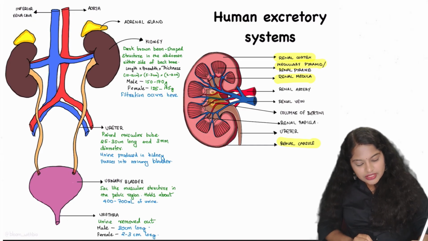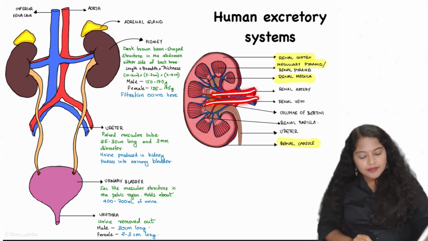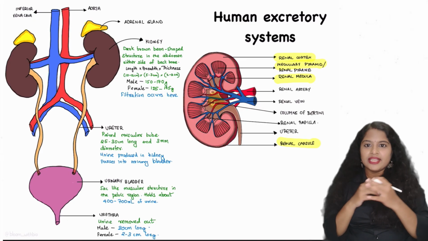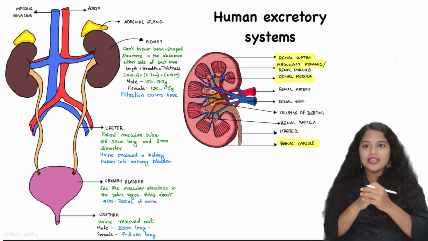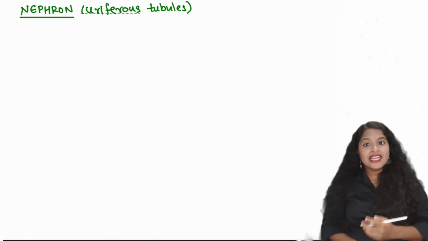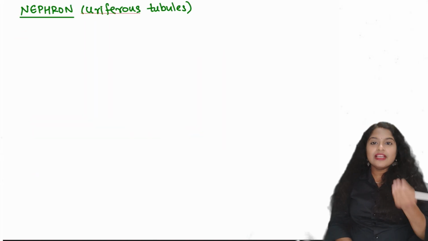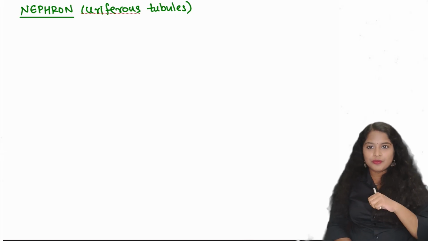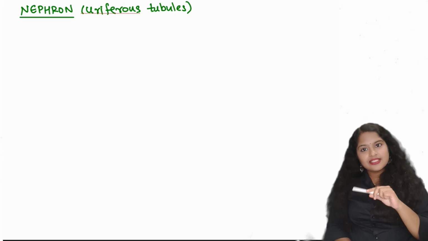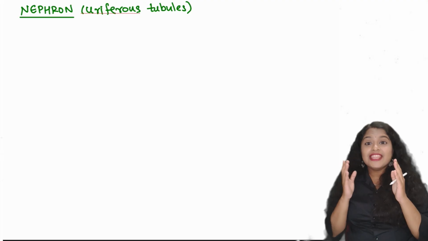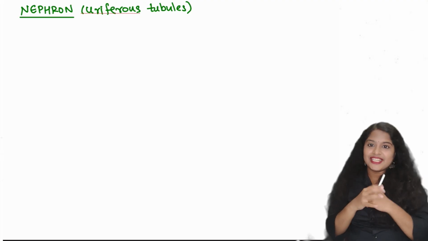And the region through which the ureter comes out and blood vessels and nerves enter the kidneys is called the hilum. And the next one is nephrons. These nephrons are also called uriferous tubules, and these are the structural and functional unit of the kidney, and there are 1 million nephrons in each kidney.